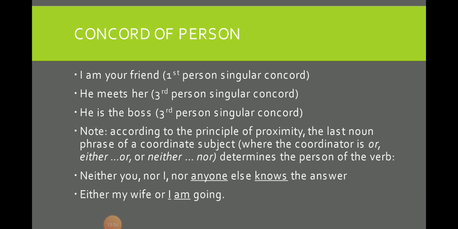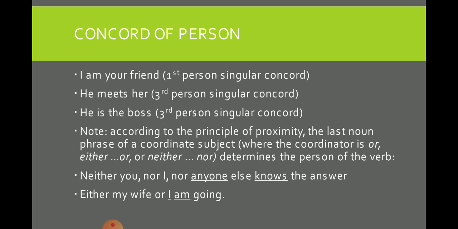Now we move toward the concord of person. It is the second type of concord. Just to remind you, we have three types of concord: the concord of number, singular and plural; the concord of person, the first person, the second person, the third person; and the concord of gender, whether feminine or masculine. So in this slide, we are going to talk about the concord of person.